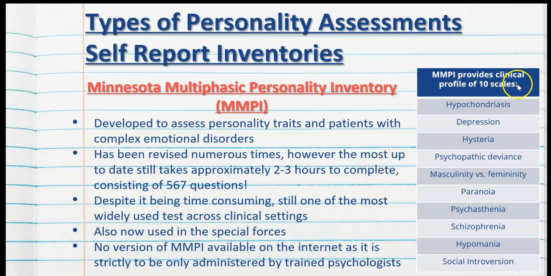So we can see here that it provides information across a wide variety of emotional complex mental health disorders. So hypochondriacs, depression, hysteria, psychopathic deviance, paranoia, schizophrenia, etc.